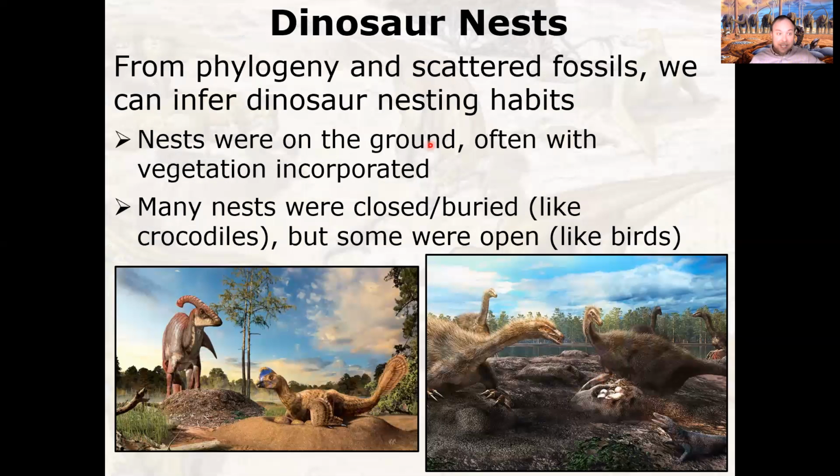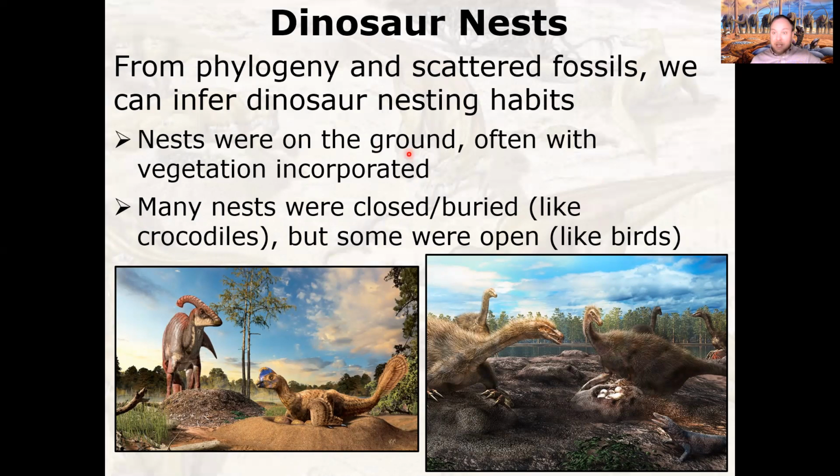So again, from phylogeny, that evolutionary relationship, and occasional scattered fossils, we're able to make some inferences, some strong guesses about dinosaur nesting habits, even though we're not able to actually see dinosaurs actively tending nests. We don't have the luxury of a time machine. All we have are the preserved hard parts of the organism, the trace fossils. If we're lucky, we get traces of the nests and the eggs. But these are some reconstructions of what dinosaur nesting behavior might have looked like.